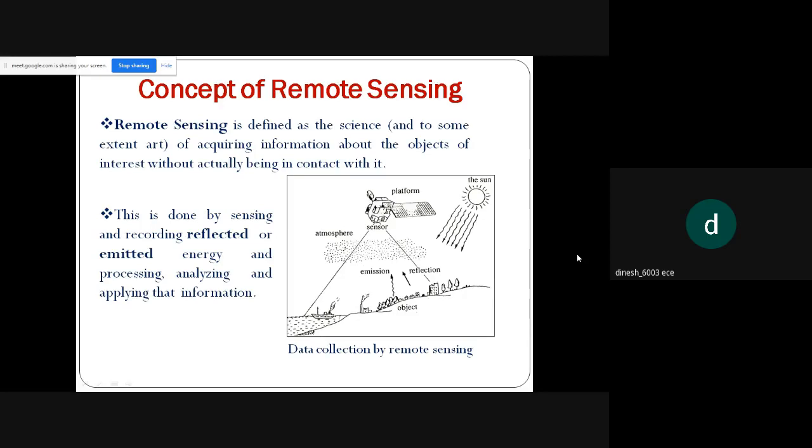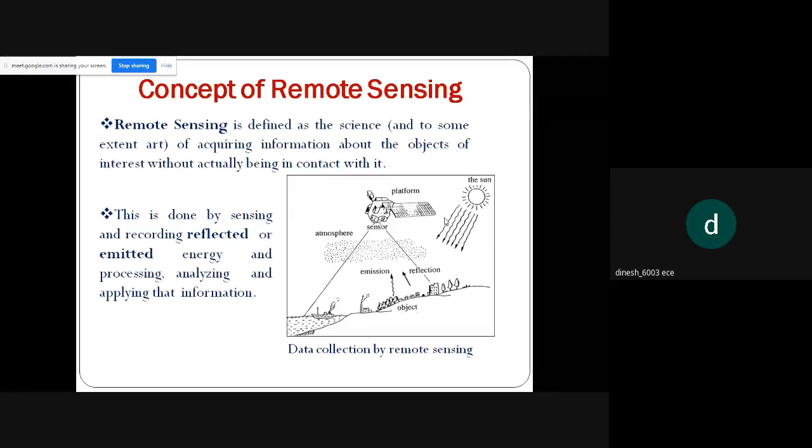So here we can see an example in the diagram. We have a sun, which radiates energy. The sun's energy, when it falls on the earth, gets partially absorbed or partially reflected. This is the part that is generally reflected, absorbed or emitted. That energy received by the sensor is stored, processed, and analyzed for providing that particular information. So this is the concept of remote sensing.